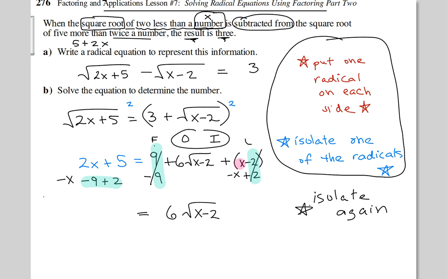2x minus 1x is x. 5 minus 9 plus 2. 7 minus 9 minus 2. You guys okay with that? Now what do we do? Square it again.